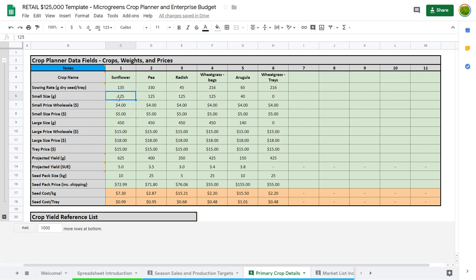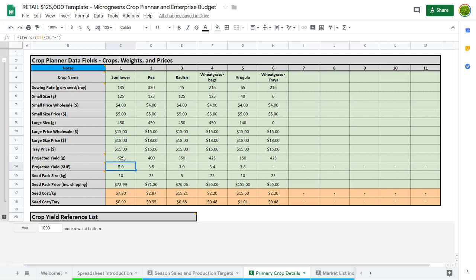We have a small package of 125 grams or 40 grams for these. And then we're doing our pricing for these small sizes. We have a wholesale and a regular price. Then our large size here is 450 to 140 grams, and we have pricing here per pound. And then we have our projected yield. There are some figures in here, and over time, you're going to understand what the yields for your particular crops are.